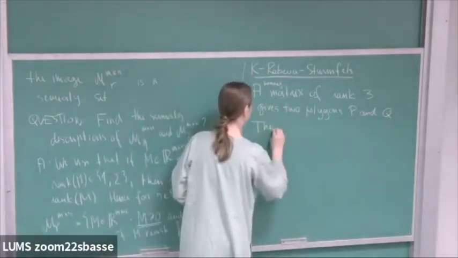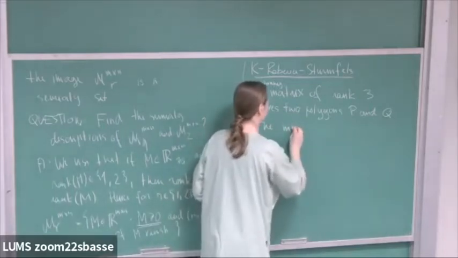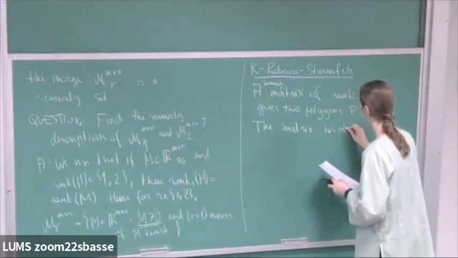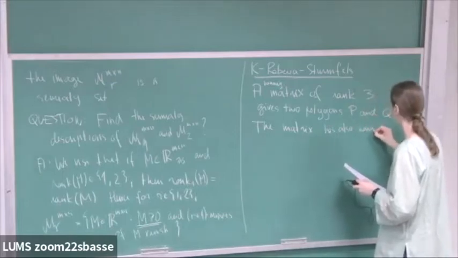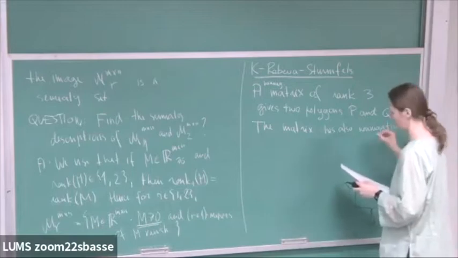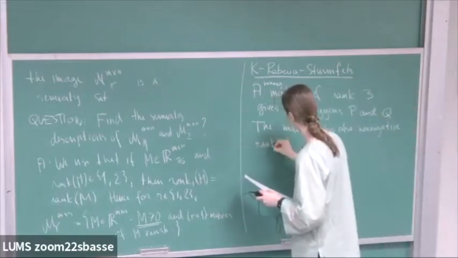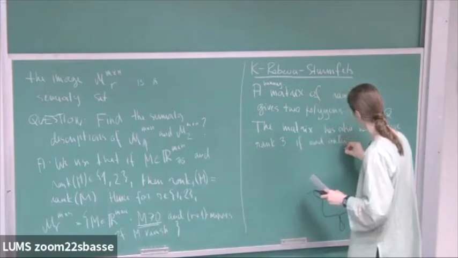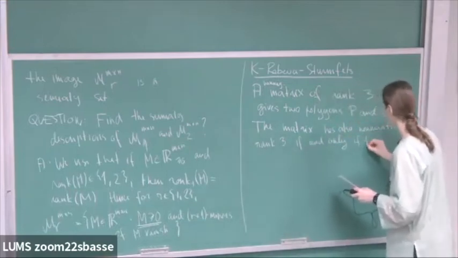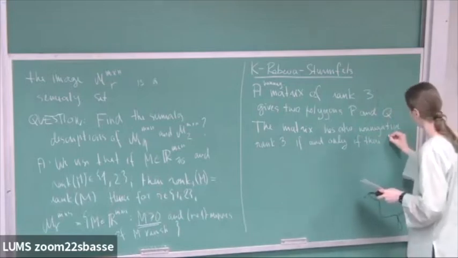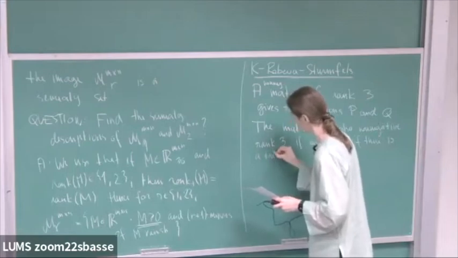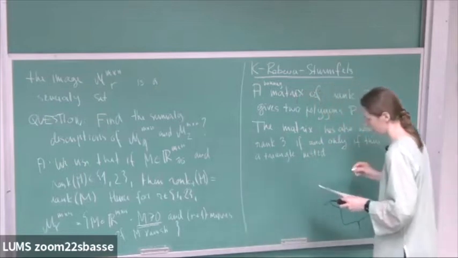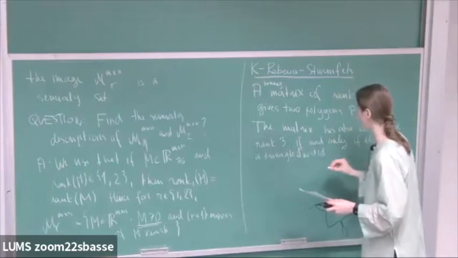And so this was the geometric characterization. The matrix has non-negative rank 3 if and only if there is a triangle nested between the two polygons.